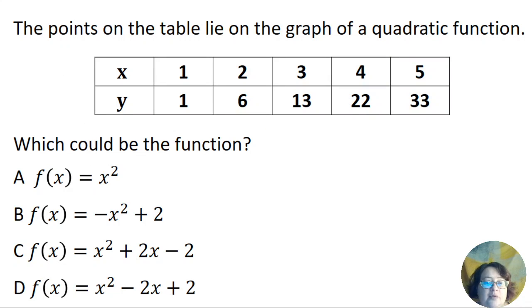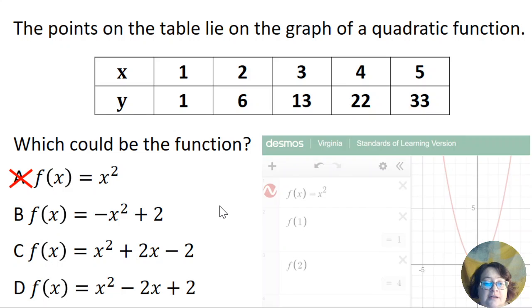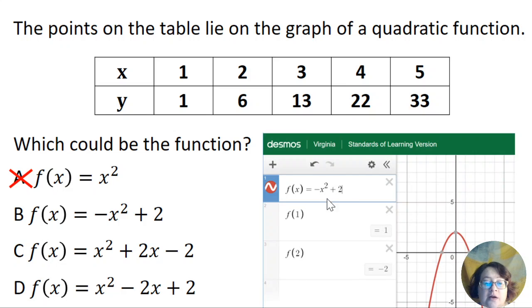Here it says the points on the table lie on the graph of a quadratic function. Which could be the function? So here are my input values, and I want to get these output values. I can try each one, and as soon as I get to one that doesn't match, I mark it out. So in Desmos, f of x equals x squared, that's answer choice A. F of 1 is 1, that matches, but f of 2 is 4, and here I have 2 and 6, so that doesn't work. I try answer choice B, negative x squared plus 2. F of 1 is 1, that matches. F of 2 is negative 2, that doesn't match. I mark out B.